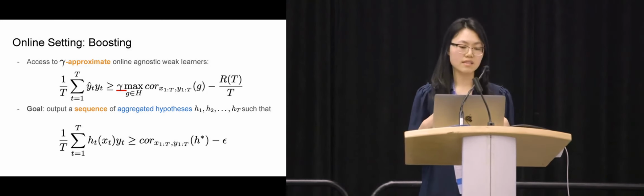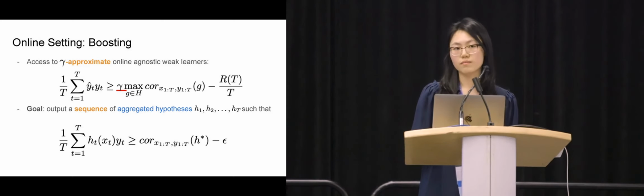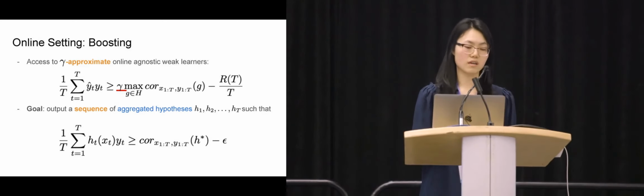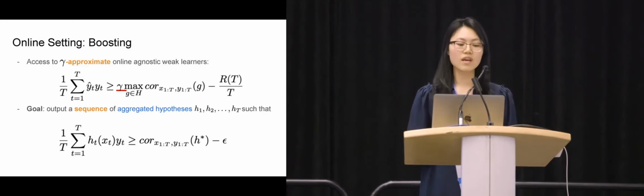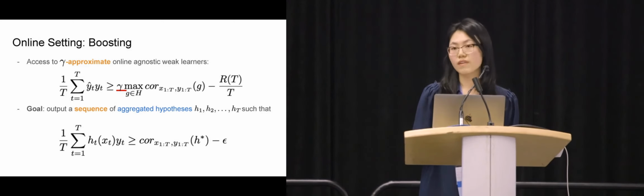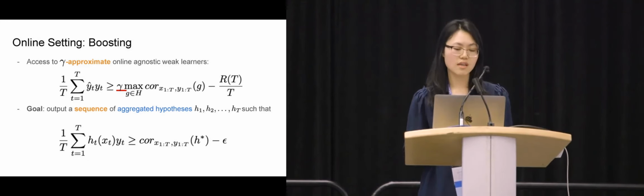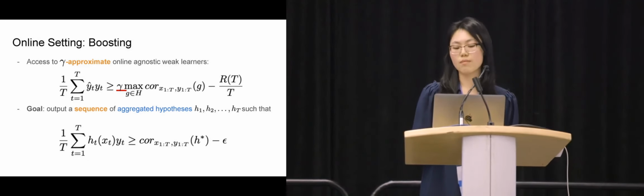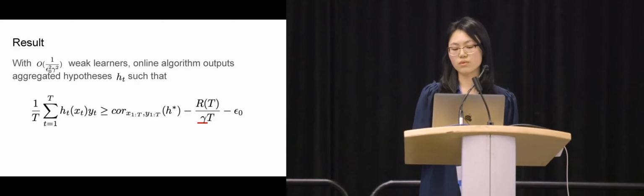And note that these agnostic weak learners have this guarantee not only on the original labels y, but also if you relabel them, this guarantee will still hold. And our goal is to output a sequence of aggregated hypotheses, H_1 through H_T, at each iteration, such that their correlation is competitive with H star up to additive error epsilon.